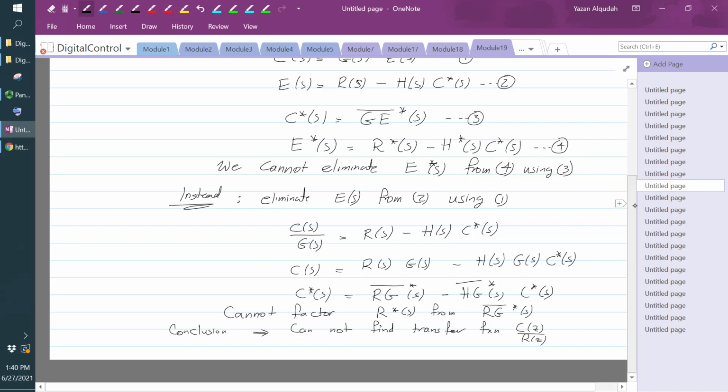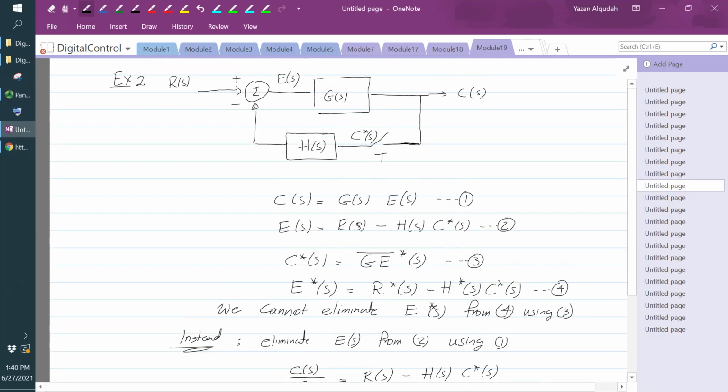Okay. Let's look at another example. So in this example, we have a continuous input. We have error signal continuous. We're applying it to the system G of S. And then I have the output. I'm taking the output. I'm sampling it to get C star. I'm applying it to H of S. And then I'm subtracting that from the input signal R of S.